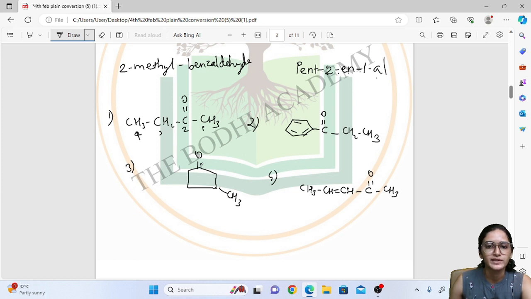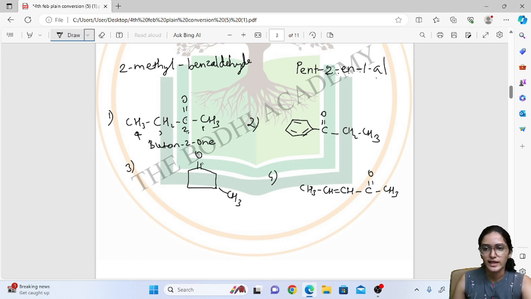So the name will be like, we have C double bond O, this is the carbonyl group. Here we have it at the second carbon. So the name will be butan-2-one. Okay, so the name will be butan-2-one.